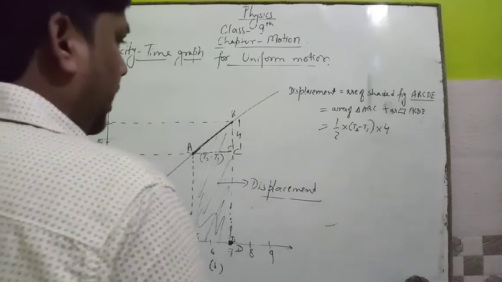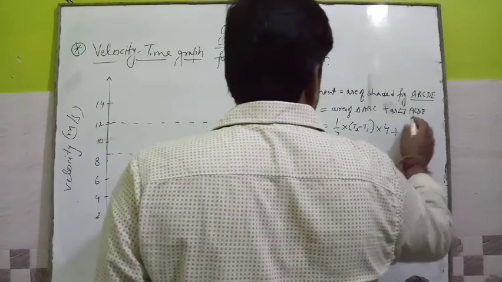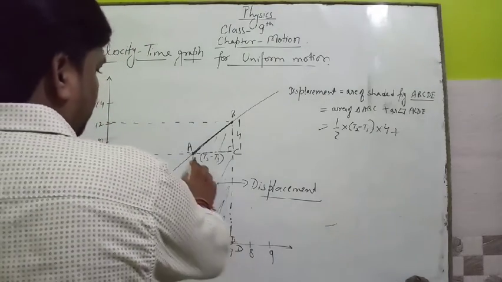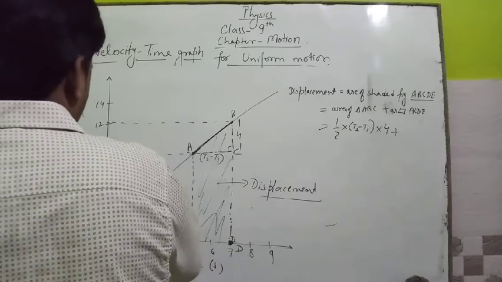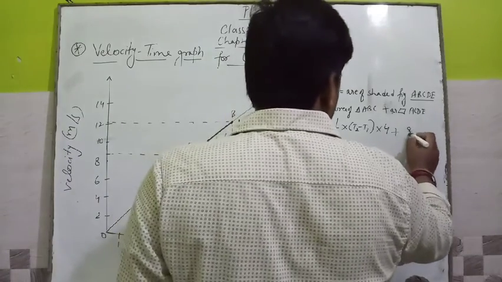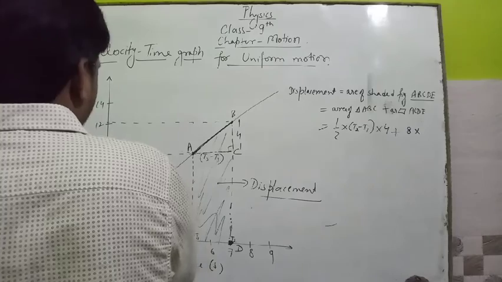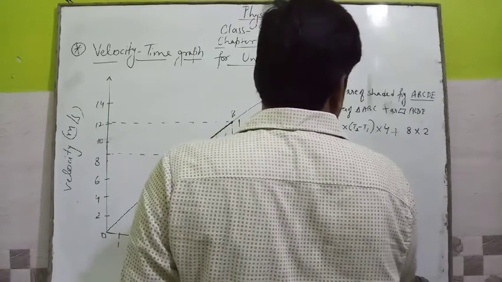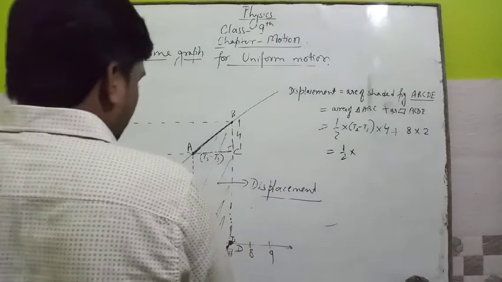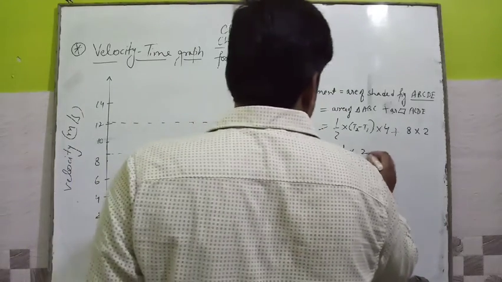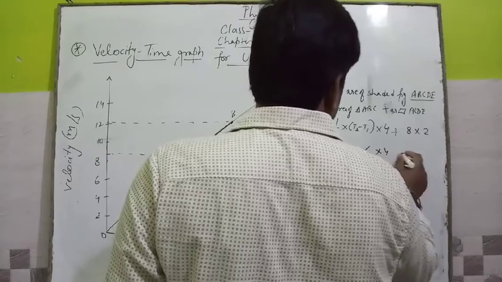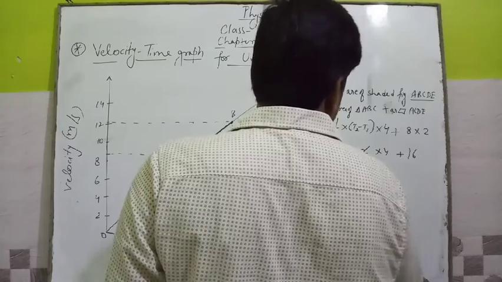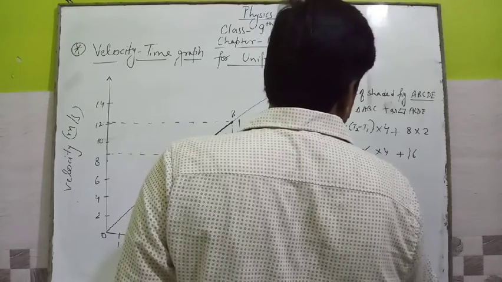Plus the area of rectangle ACDE: length into breadth. Length is 0 to 8, means 8, and breadth is 7 minus 5, which is equal to 2. Half into T2 minus T1, that is 7 minus 5, which is 2, multiplied by 4. The 2 cancels, giving 4. Then 8 times 2 is 16. 16 plus 4 is equal to 20. 20 meters is your answer.